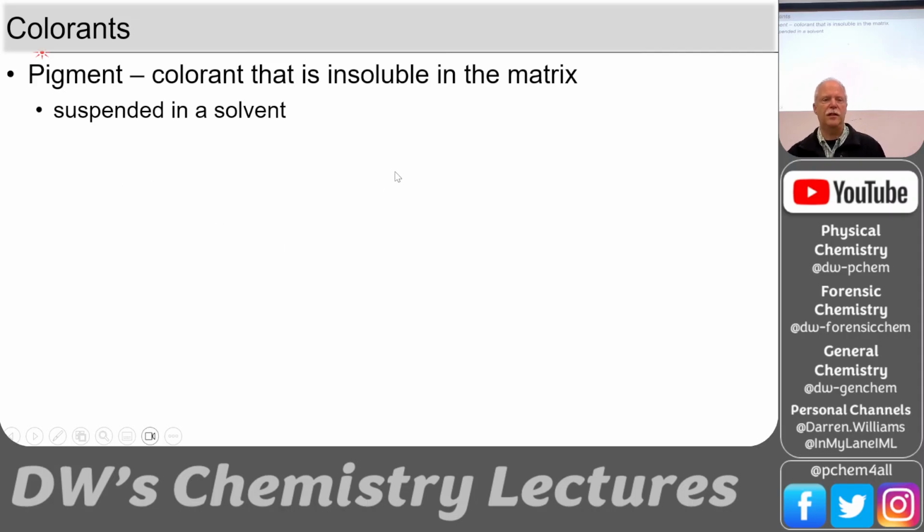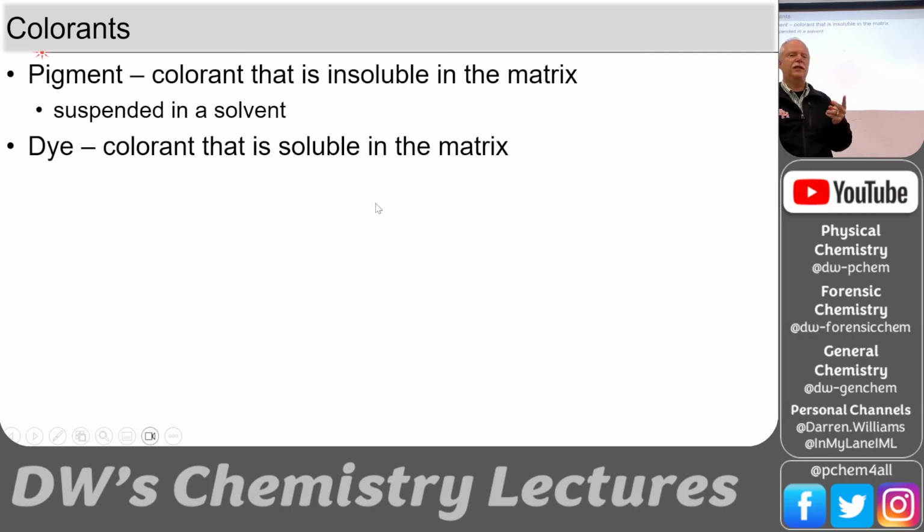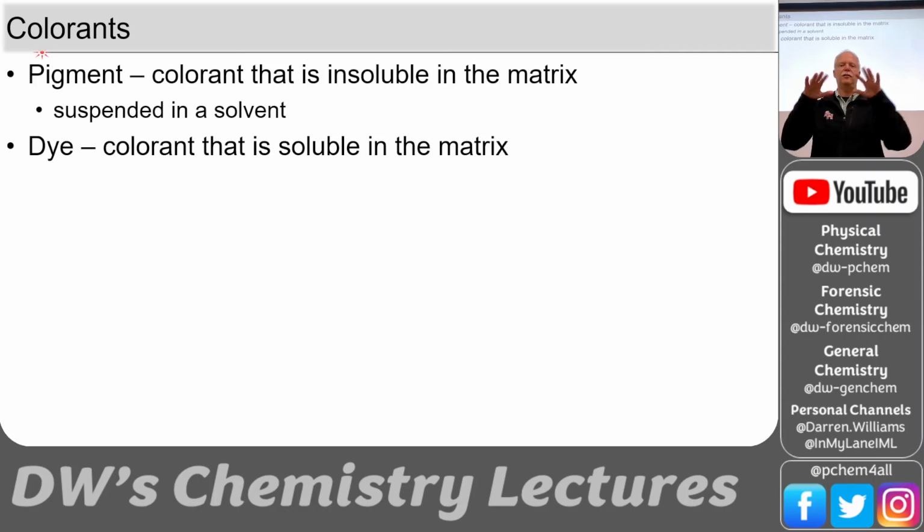Okay, and then we have these different names for the colorants that happen. So we have pigments and dyes. So it's really based upon the matrix. A colorant that's insoluble in the matrix is a pigment. And a lot of those in the past have been inorganic, like clays and stuff. You suspend them in water, spread it, paint it on the substance, the water evaporates and leaves the pigment behind.